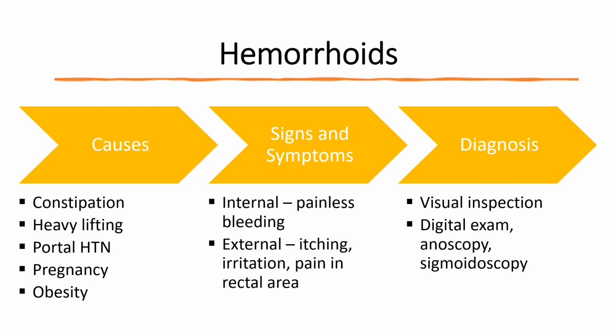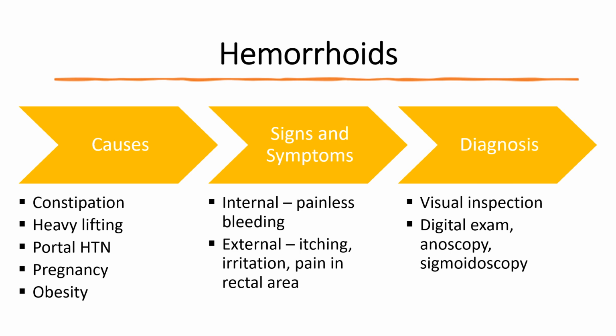Hemorrhoids. These are swollen or dilated veins in the anorectal site. So they're varicose veins in the bum, so varicose veins in the rectum. They can be internal or external, and they can be caused or precipitated by straining during defecation, prolonged constipation, heavy lifting, prolonged standing or sitting, portal hypertension, so like a cirrhotic patient, a liver patient, increased intra-abdominal pressure, pregnancy, and obesity.